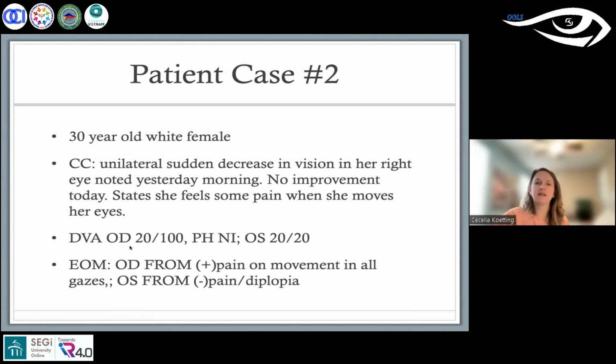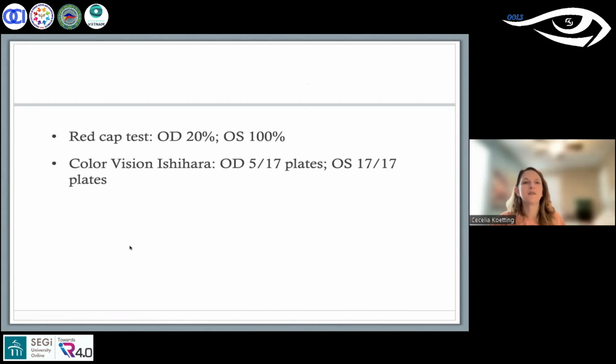Red cap test, that's our next thing. We see we've got 20% saturation in the right eye and 100% in the left. So we're having some issues with color vision here. Color vision plates as well. We're seeing 5 out of 17 versus left eye is 17 out of 17, completely normal. So next up, we look at the back of the eye.